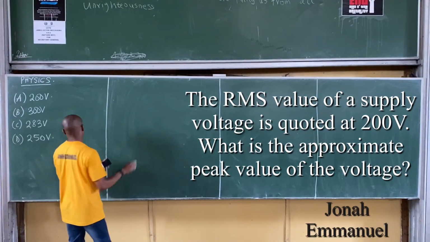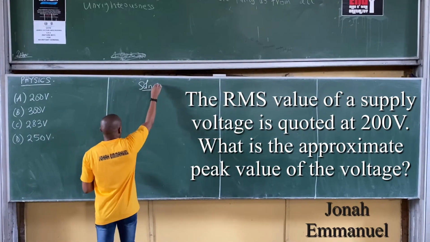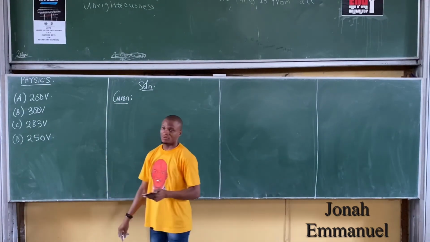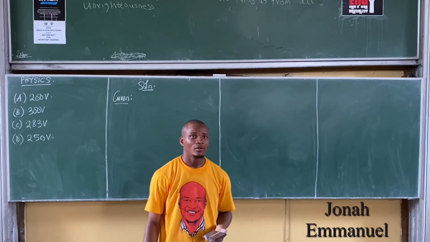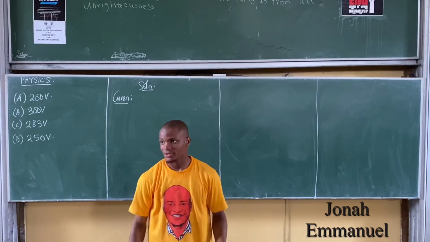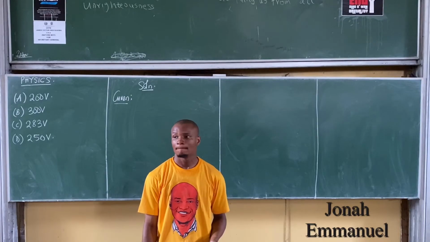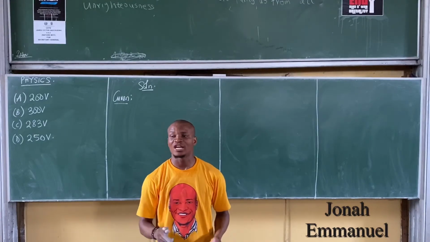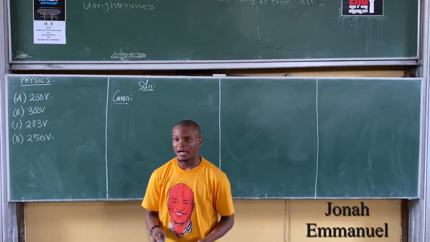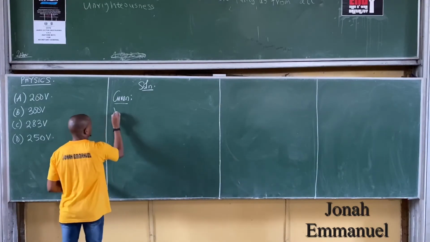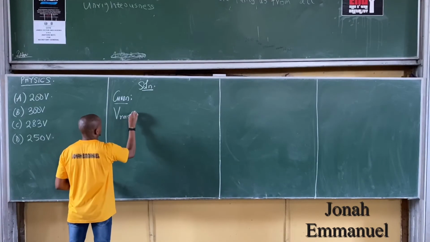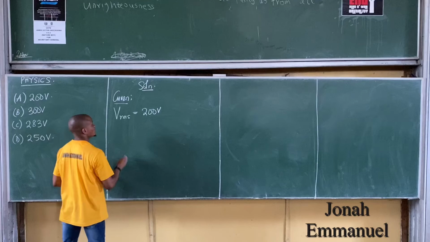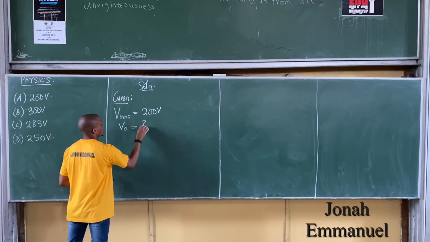So there are your options. In this question, what am I given and what am I required to find? I'm given the RMS of voltage, written as VRMS, which is 200 volts. I'm asked to find the peak voltage, which is unknown.